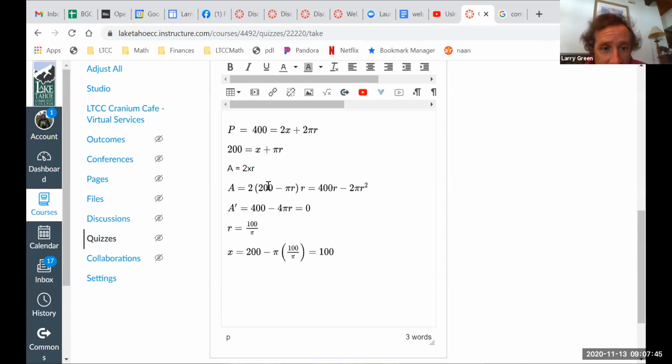Again, we're at the point where 200 equals x plus pi r. And you have a choice. You can solve for x or you can solve for r. I tend to like to do whatever's easiest. And I look at this equation, I say, it's a lot easier to subtract pi r than subtract x and divide by pi and get a messy fraction. You should get the same answer though.